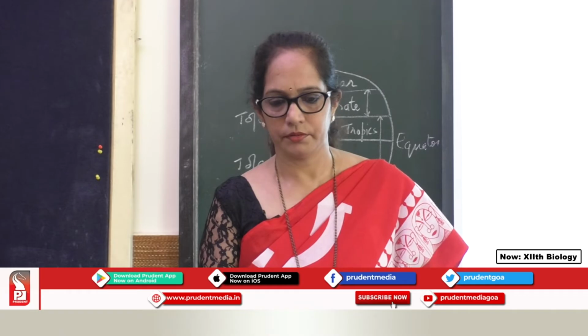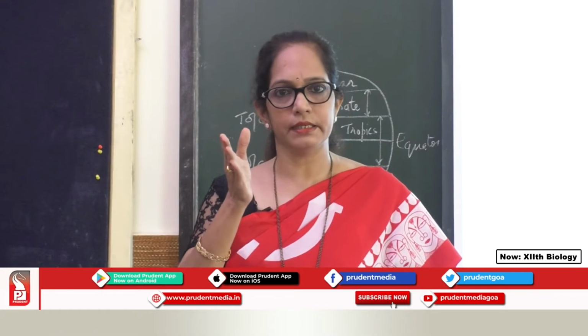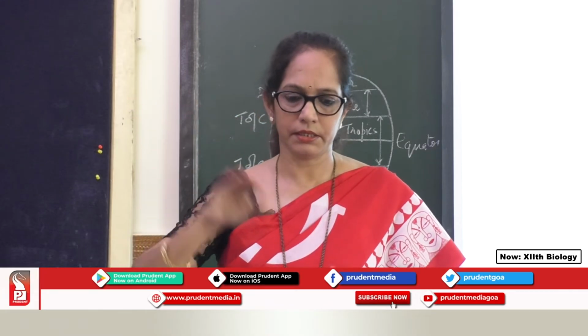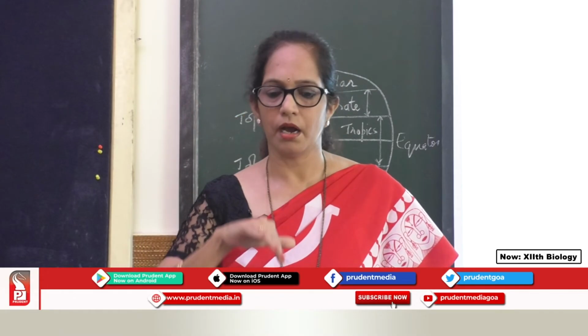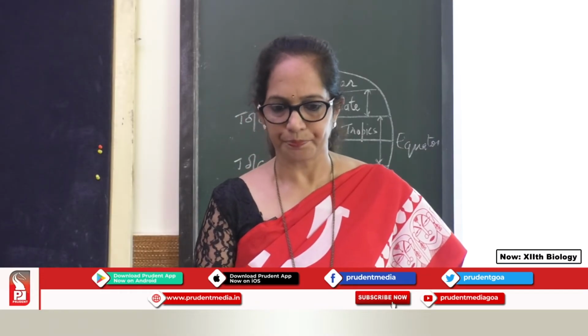Now, that is the species-area relationship. The relation between the species richness and area for many birds and flowering plants is like this: initially it is slow, then it increases, and then it remains constant. It is called a rectangular hyperbola. Now, the same thing mathematically, if it is plotted on a logarithmic scale, shows a straight line. That is the species-area relationship.